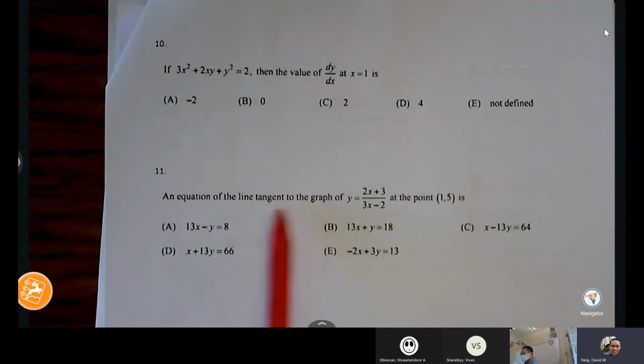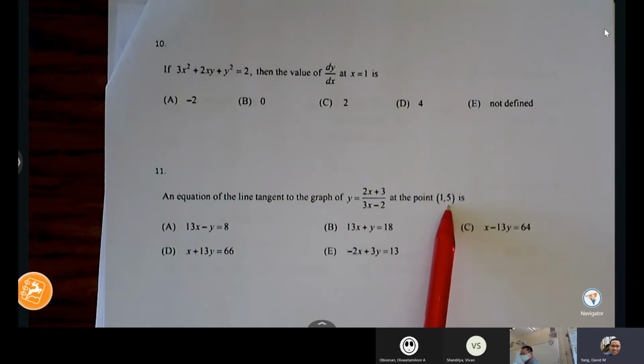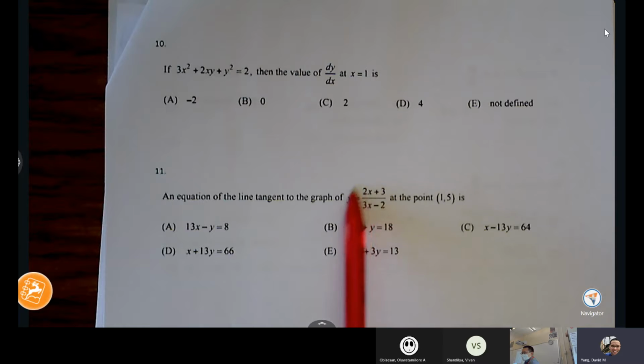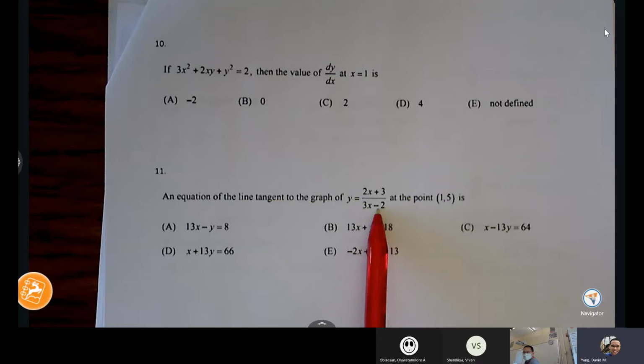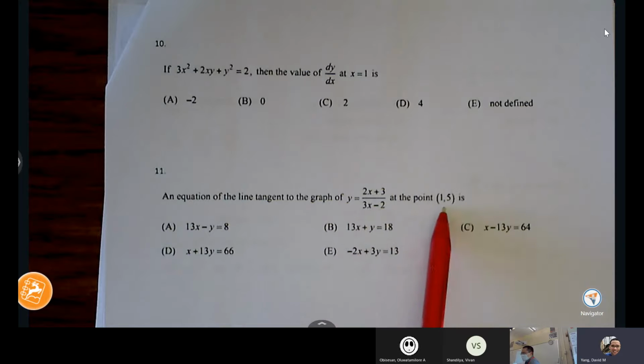Number 11, equation of tangent line. I have my point, I need to find my slope. So to find slope, I have to find the derivative. To find the derivative, which method do I use here? 2x plus 3 over 3x minus 2. This is a quotient rule, right? So quotient rule, plug in the ordered pair, get the slope, and then point slope form.